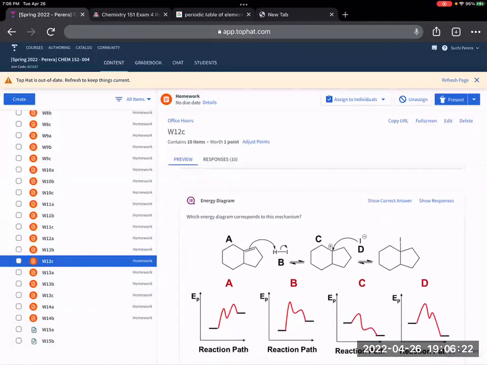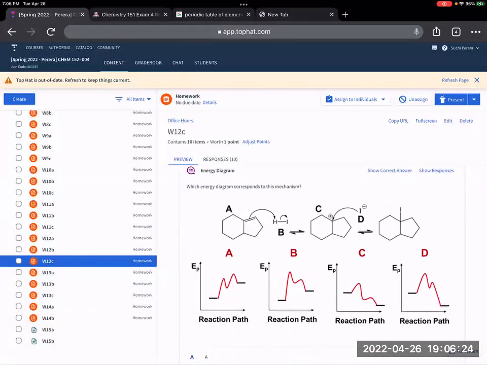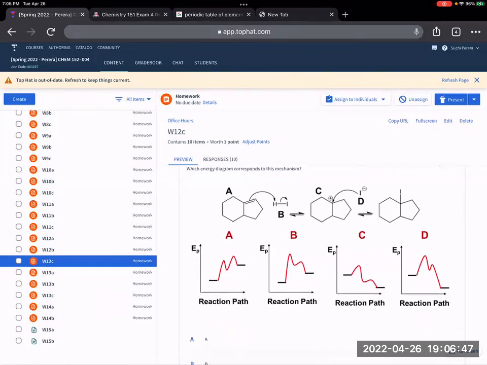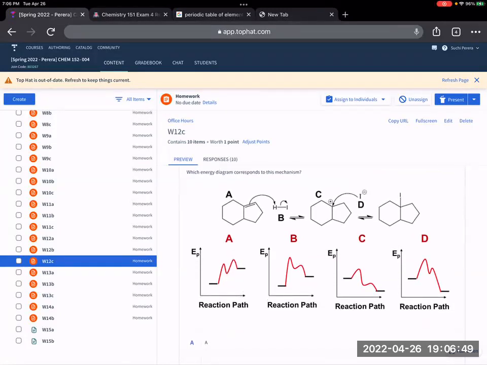Okay, so next question, we have the same mechanism: addition of HI to an alkene. This mechanism is always going to be the same, and as a matter of fact, the energy diagram, or the reaction path diagram, will be the same as well. So the question is which energy diagram corresponds to this mechanism, and let's take a picture again.